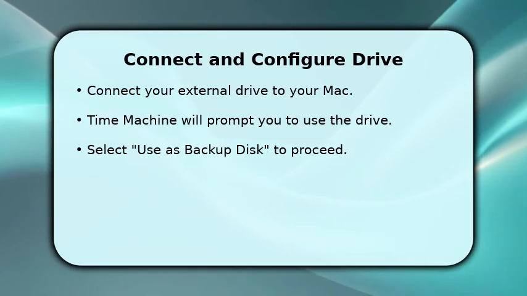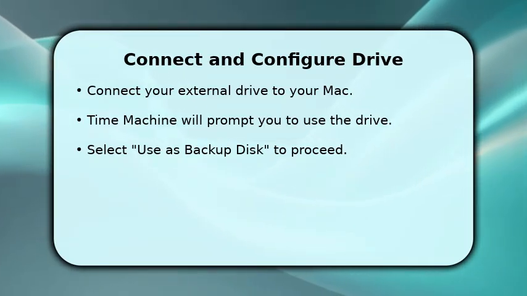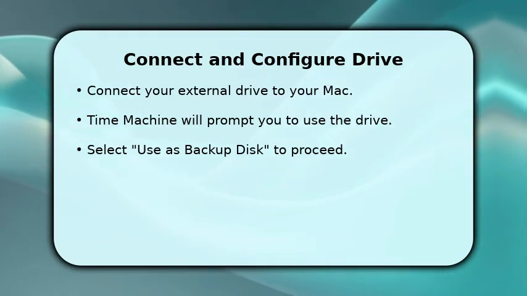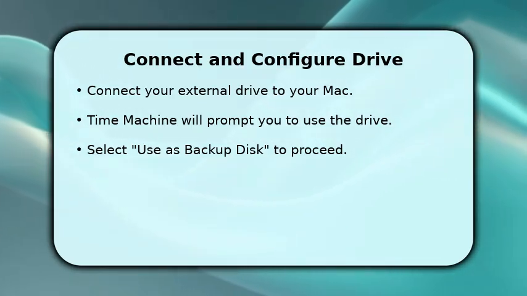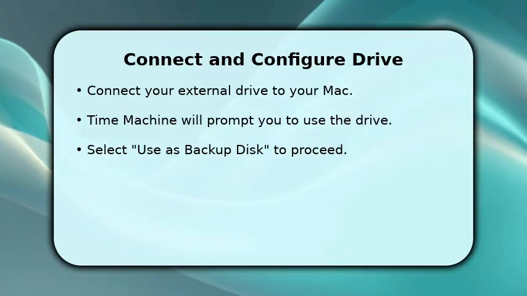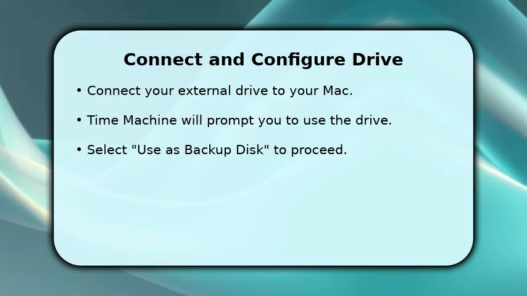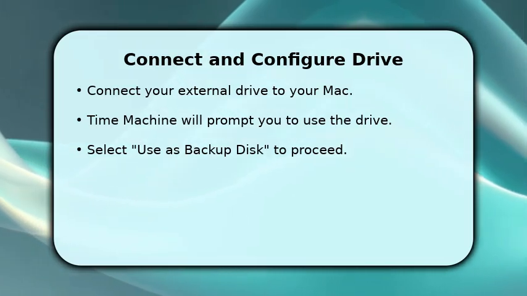Once your external drive is connected, your Mac might ask if you want to use it with Time Machine. If it does, simply click Use as Backup Disk. If not, you can open System Settings, then navigate to General and select Time Machine. From there, click the plus button to add your external drive.